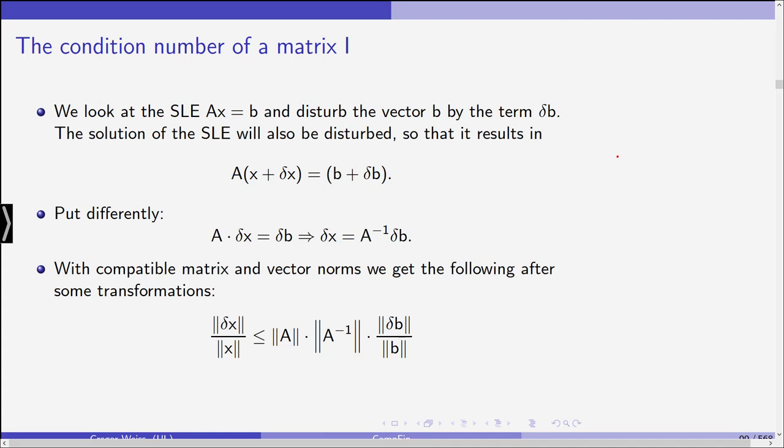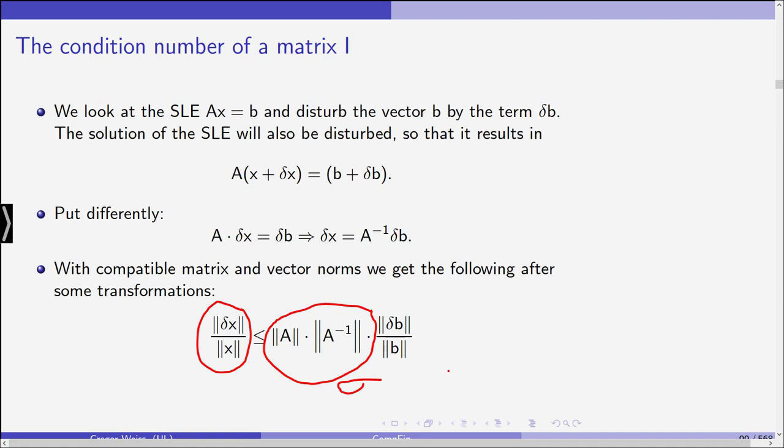And actually what we get here is the relative error in the solution on the left side, that's the relative error in the solution, is smaller or equal than the norm of A times the norm of the inverse of A times the relative input data error. In other words, this here is our condition number sigma. That's sigma, that's the condition number. And as you can see, we don't need any information on the input data error.